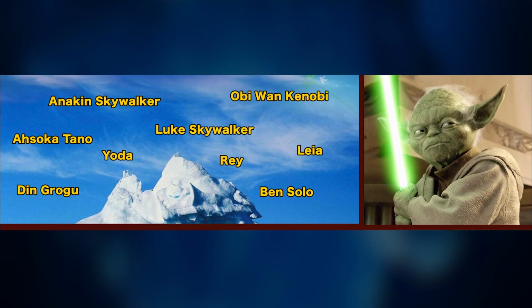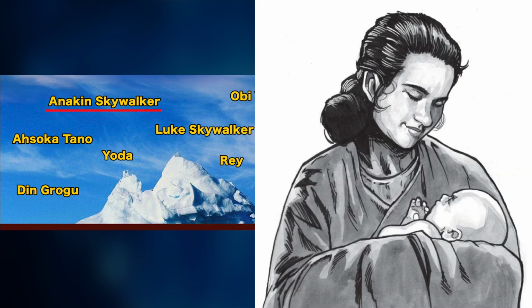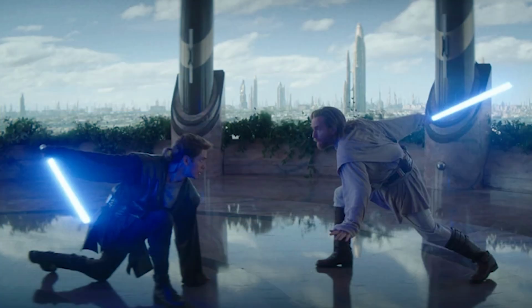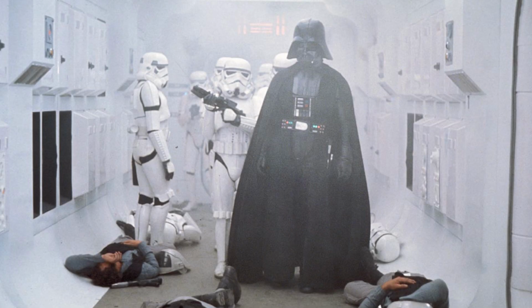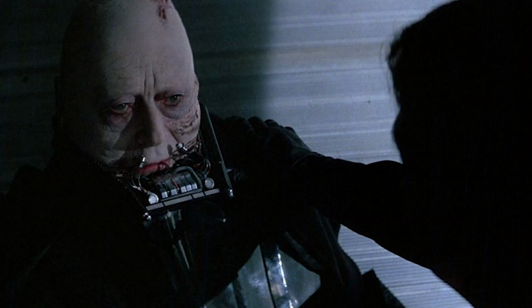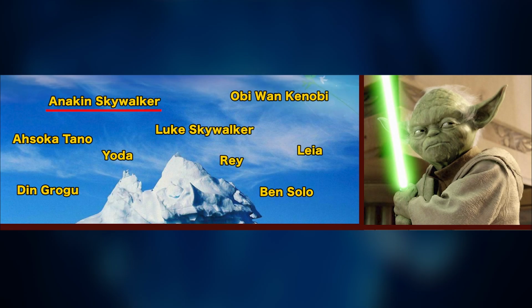The characters we all know. First up is Anakin Skywalker, the chosen one himself. Born on Tatooine to Shmi Skywalker, he was trained as a Jedi at a late age, eventually falling to the dark side and becoming Darth Vader, before turning back to the light. And he's one of the most iconic characters in all Star Wars.